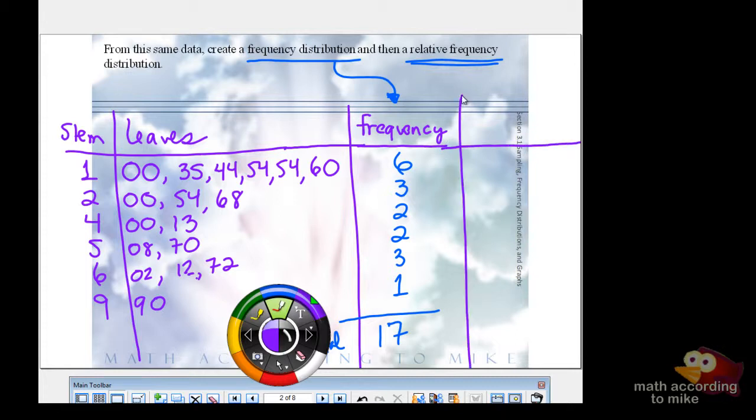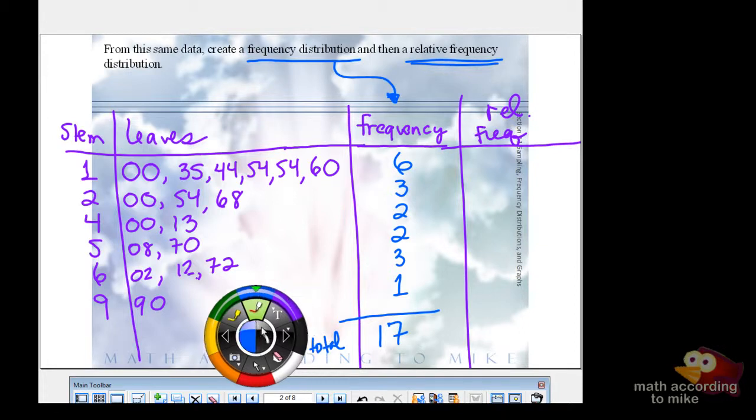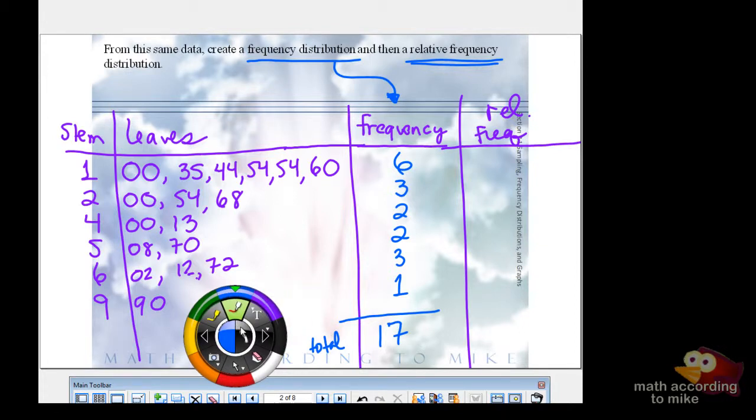We'll just add another column here. We're going to say relative frequency. And this is the percentage or fraction of elements that fall within that class. Well, in the first class, there are 6 elements. The total number of elements is 17, so the relative frequency is 6/17. You can write it as a fraction. If you want to write it as a decimal, that's fine too, or a percentage.